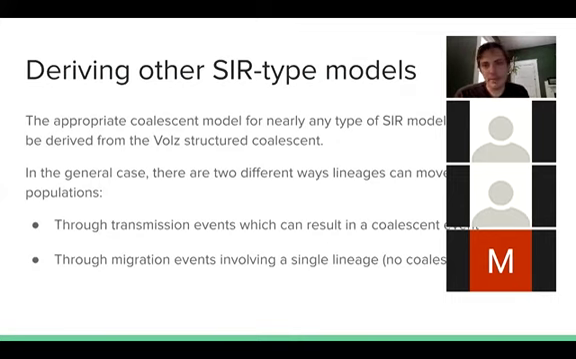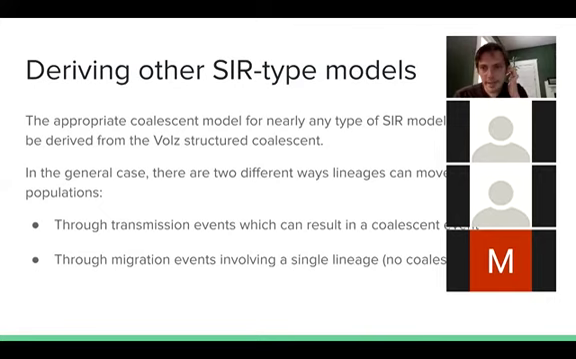But to make this completely general, we have to consider that there are two fundamentally different ways in which lineages can move back and forth between different populations. So a given lineage can move between two populations due to a transmission event. A lineage can be transmitted from one population into another. And since these transmission events involve two different lineages, a parent and a child, what can happen at a particular transmission event is that a coalescent event can occur. Two lineages can coalesce at a given transmission event.